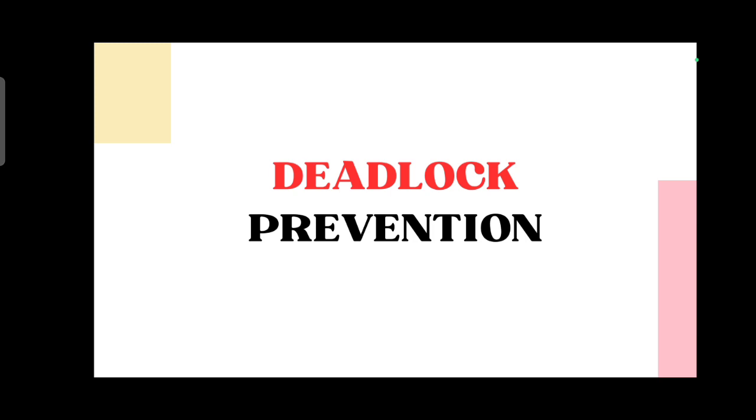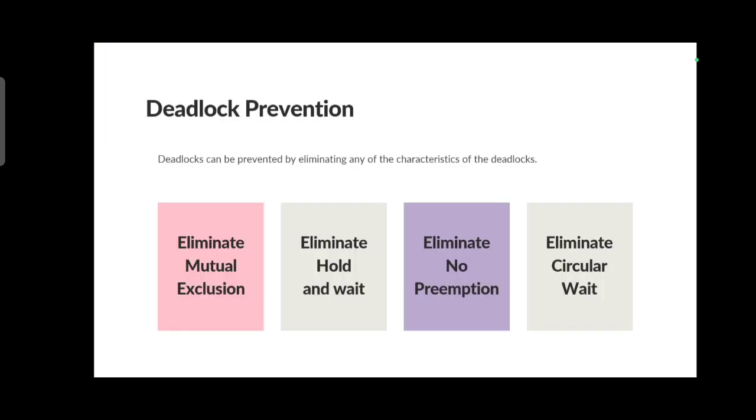Now, deadlock prevention. Deadlocks can be prevented by eliminating any of the characteristics of the deadlocks. Means by eliminating mutual exclusion, eliminating hold and wait, eliminating no preemption, and by eliminating circular wait, we can prevent the deadlock.